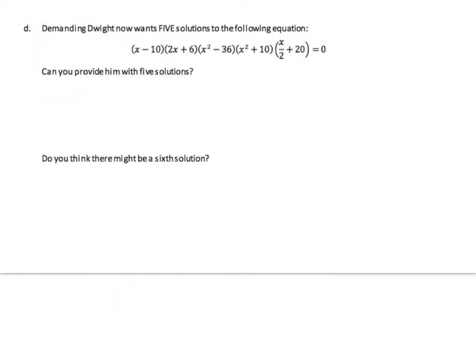Demanding Dwight now wants 5 solutions to the following equation. Can you provide him with 5 solutions? Well, yeah, I just need to go 1, 2, 3, 4, 5. If any one of those sets of binomials equals 0, then my whole equation would equal 0. I can do x minus 10 equals 0, therefore x could in fact equal 10. 2x plus 6 equals 0.